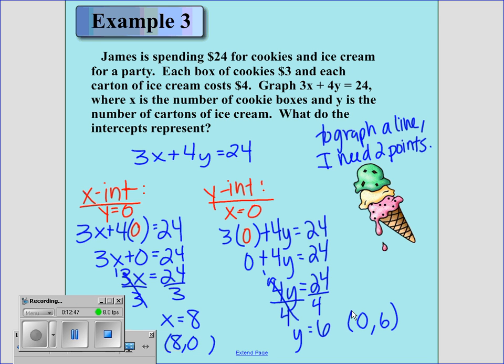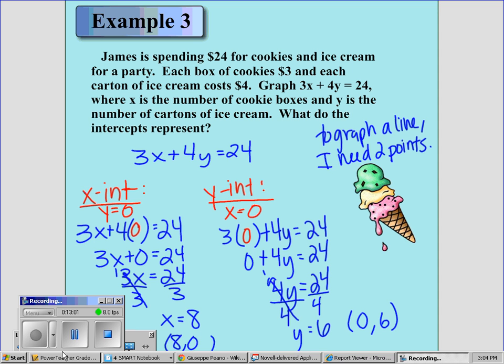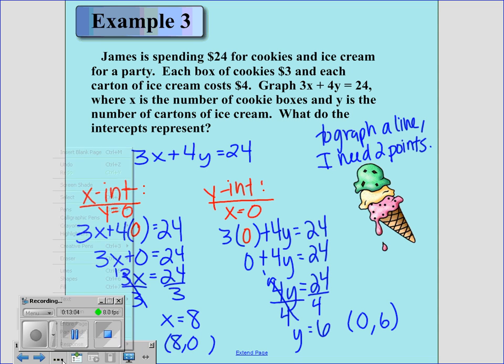Okay, now let's go ahead and answer the question before we graph it. It says, what do the intercepts represent? Well, each box of cookies costs $3 and each ice cream costs $4. So I have cookies costing $3. Cookies goes with what variable? X or Y? X. And I have ice cream costing $4. So what variable does ice cream go with? Y.